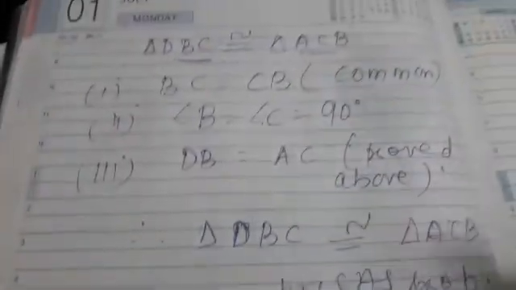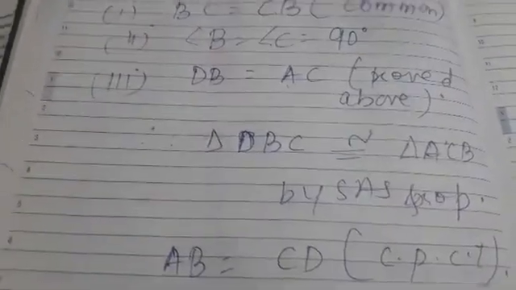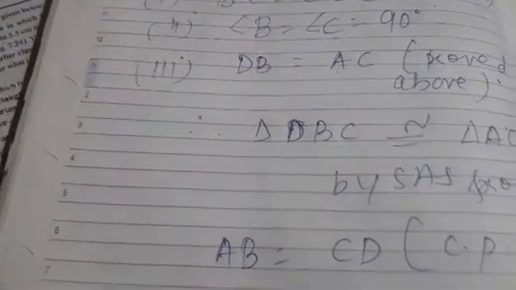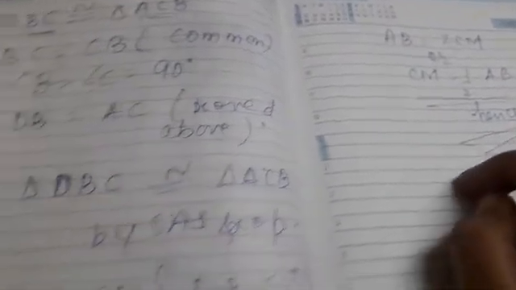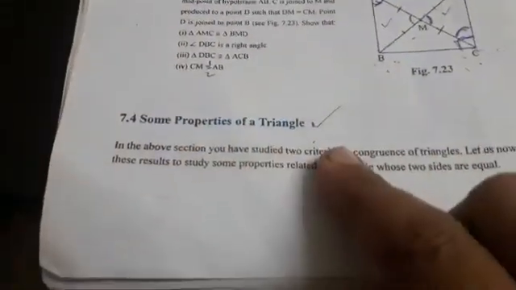You can see there are 4 parts in which you have to prove 2 congruences, 1 right angle and 1 CM is equal to half of AB. So this completes your exercise, as well as this question also, right? 7 and 8 complete. Now you can go through all the examples of this chapter before 7.1. If you have any doubt, you can ask me, and tomorrow I will start with the new topic, that is some properties of the triangle.